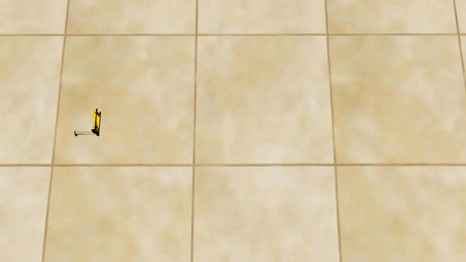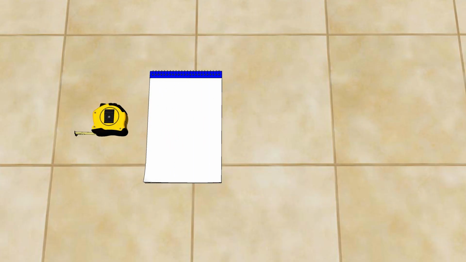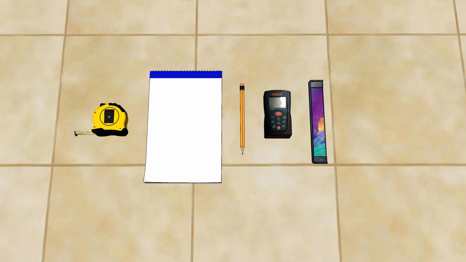You'll need a tape measure, a sketch pad, and a pen or pencil. A laser tape measure and a cell phone or digital camera are optional but very helpful.